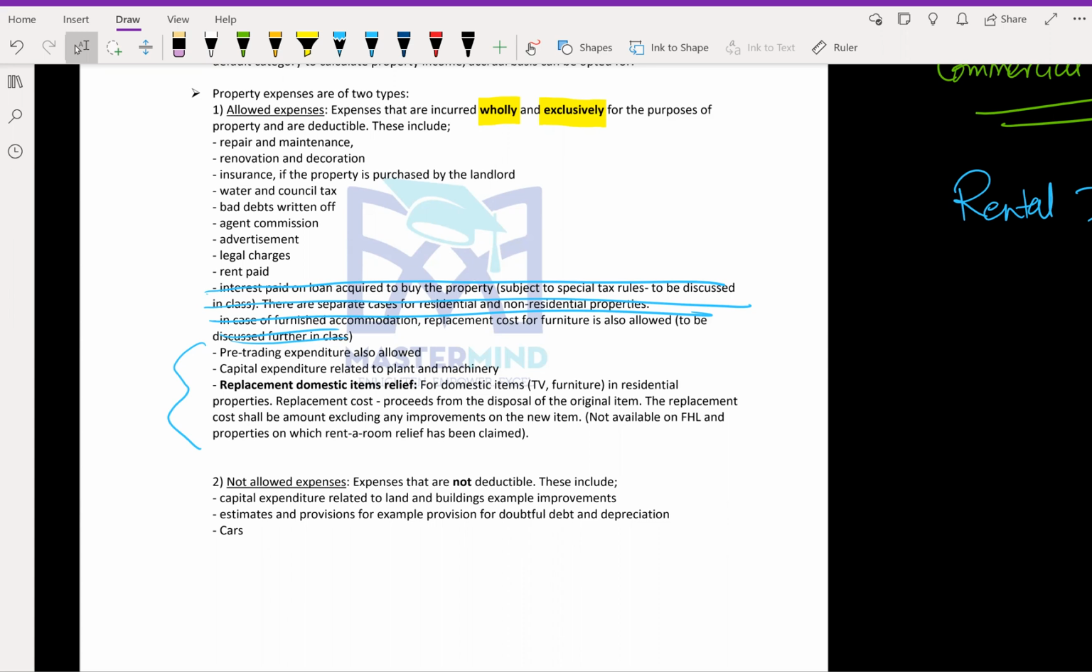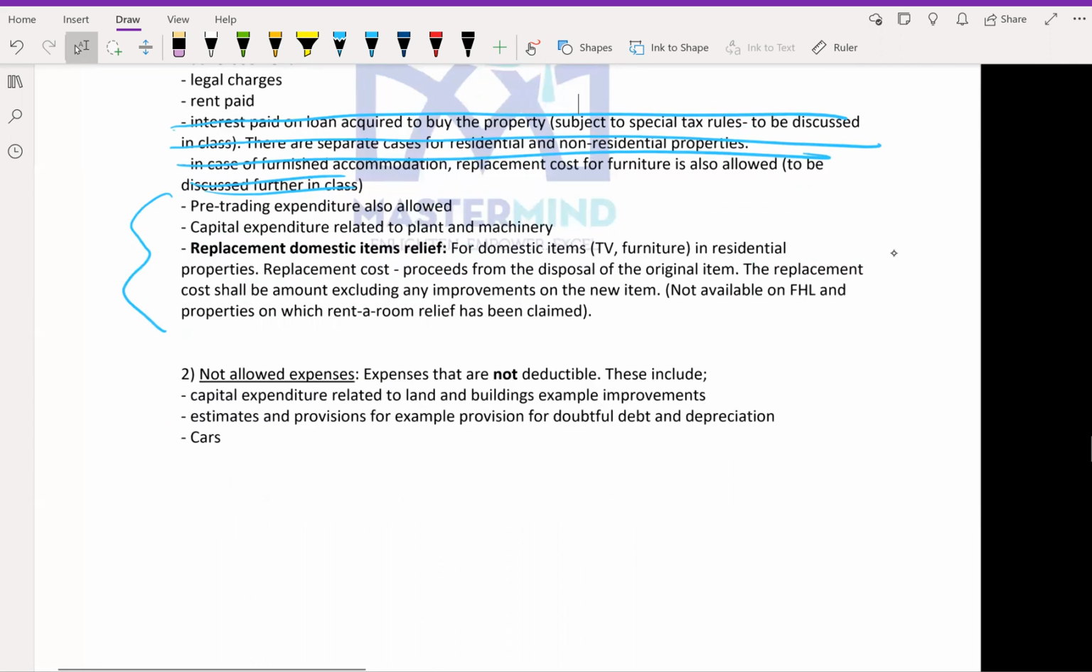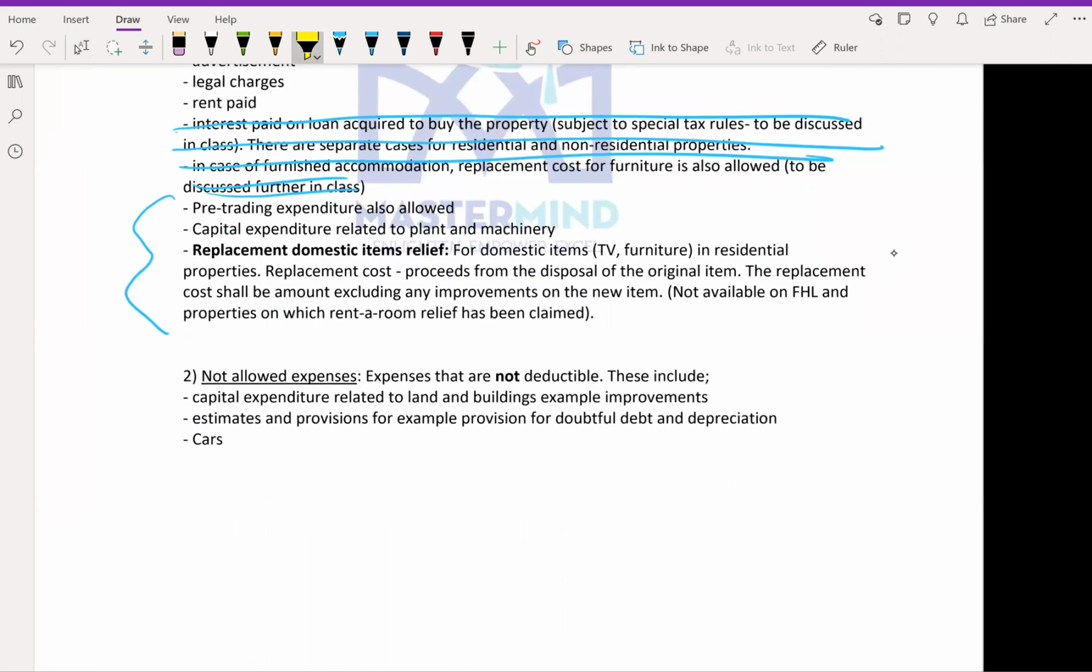All right. Replacement domestic items relief. Now, what exactly are domestic items? Domestic items such as your oven or your TV, your furniture, or the other fixtures that are not essentially part of the building structure, in residential property. So remember, because it's a domestic relief, it's only for residential properties. All right.